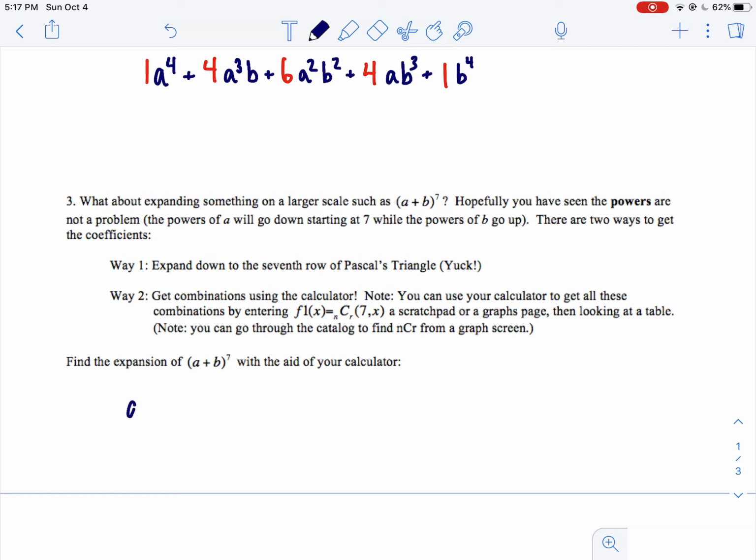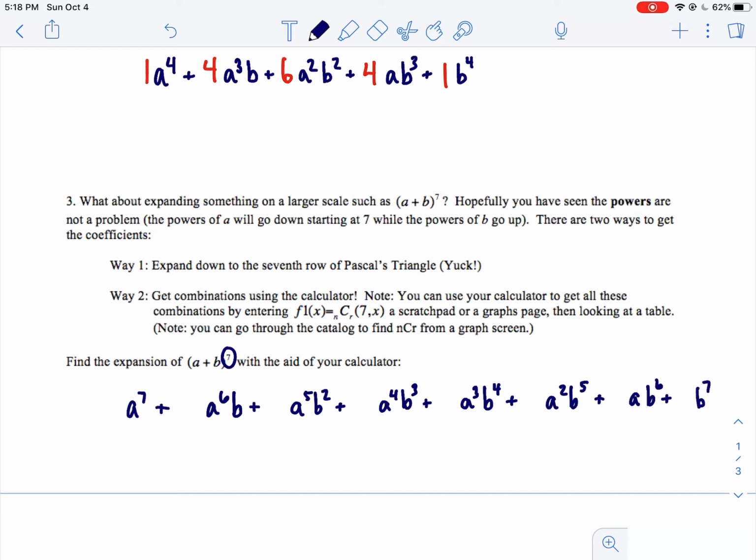So it's going to start a to the seventh because I'm raising it to the seventh. And then the next term is going to be a to the sixth. In comes the b. Then it'll be a to the fifth, b is squared. Then it'll be a to the fourth, b is cubed. So a is dropping, b is going up in power. So a cubed, b to the fourth. a squared, b to the fifth, a to the first, b to the sixth, and finally then b to the seventh.